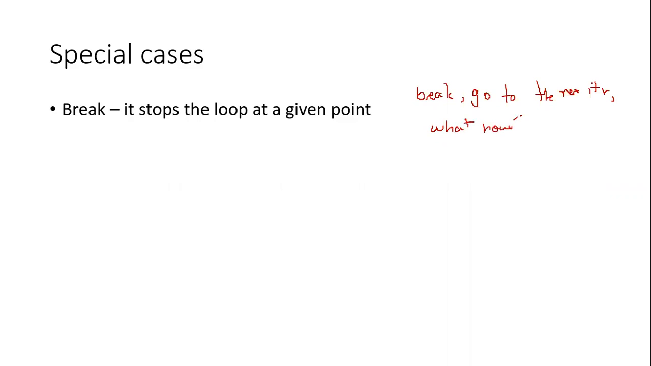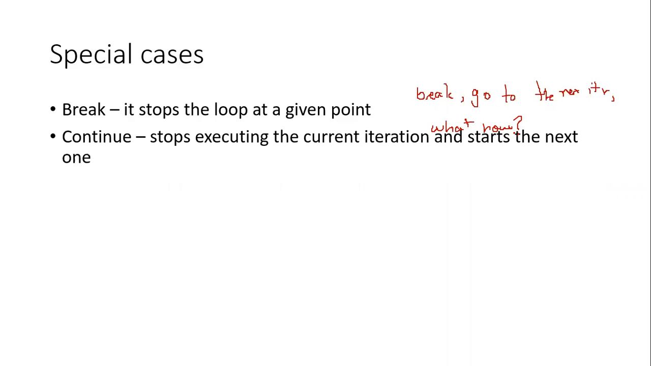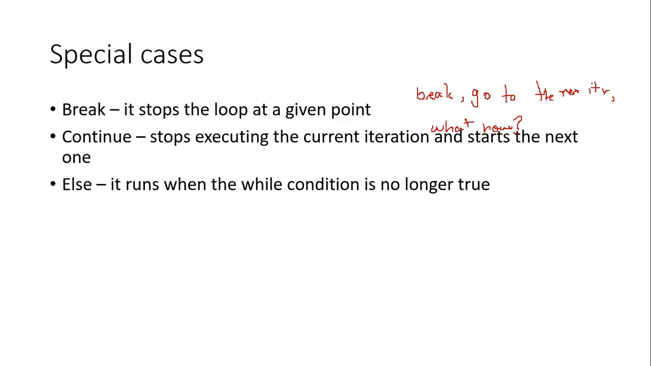So what now? Okay. The first one is the break. It just stops the loop at a given point. Whenever you see it, it's going to break. I'm going to show you in code right now, but I just wanted to mention them before. There is the continue, which stops running the current iteration and moves to the next one. And the else statement, which runs when the condition is no longer true.